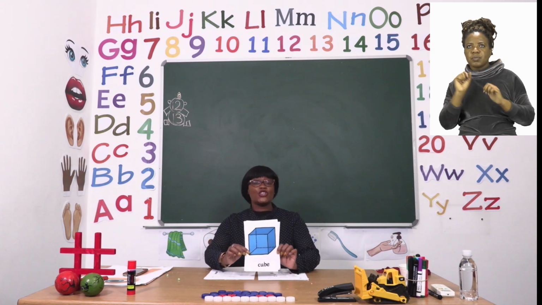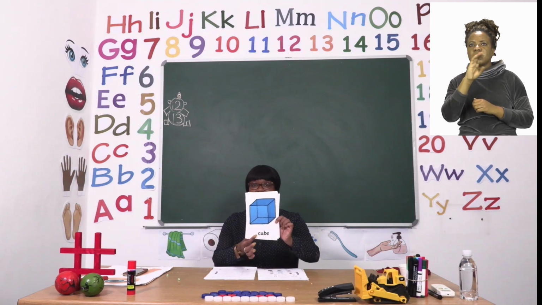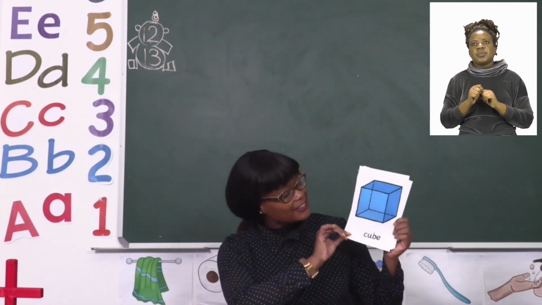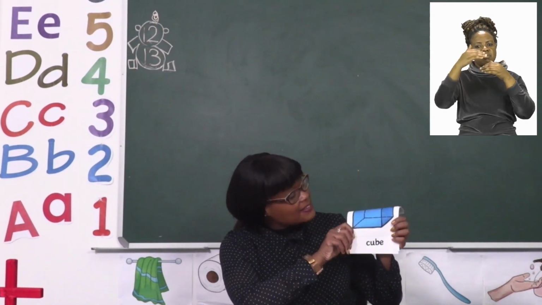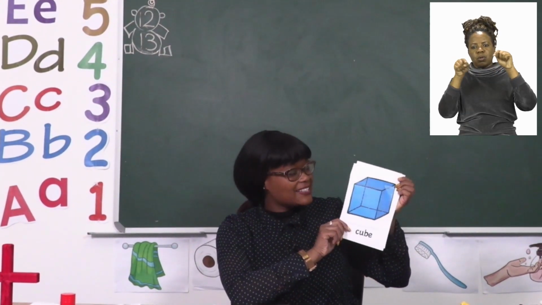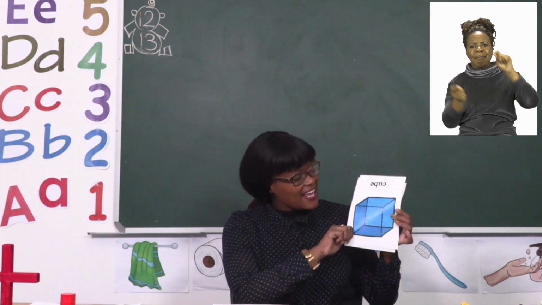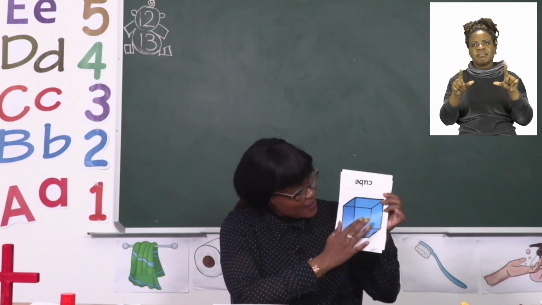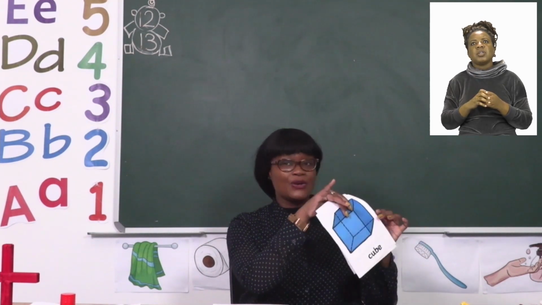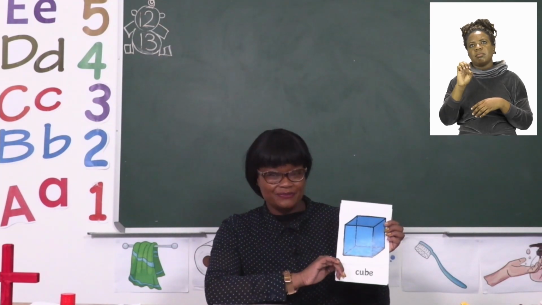This one is a cube. Everyone, let's say cube. Cube. Well done. Now a cube looks like a little box, and when you look at it, it is made up of squares. A cube, just like a square, is the same size no matter how you turn it. It has many faces, corners, and edges. So when you see a cube, you know that it is the cousin or related to the square.